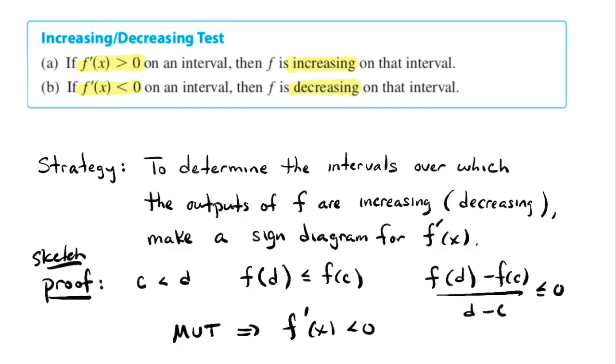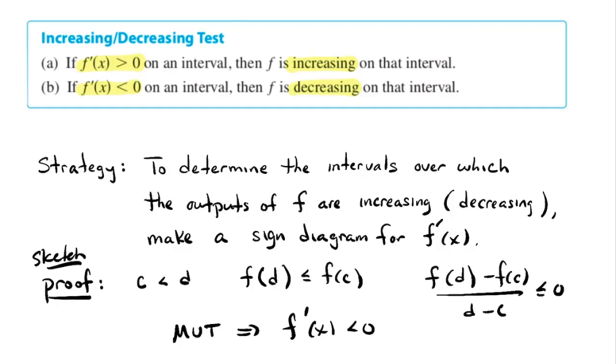The increasing decreasing test, if you don't want to have any detail, follows from the mean value theorem. Yeah, if the function ever decreased, then you could find a negative average rate of change. If the function ever increased over an interval, you could find a positive average rate of change. The mean value theorem says that those averages have to be the instantaneous rate at some point.